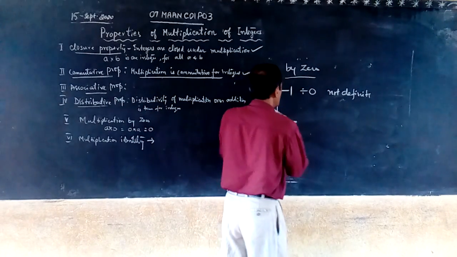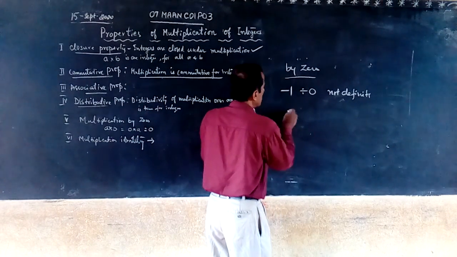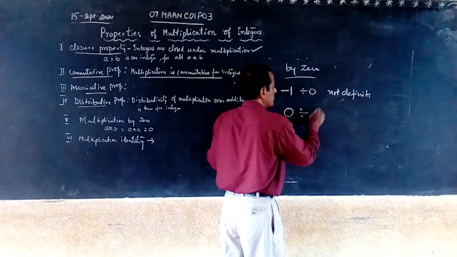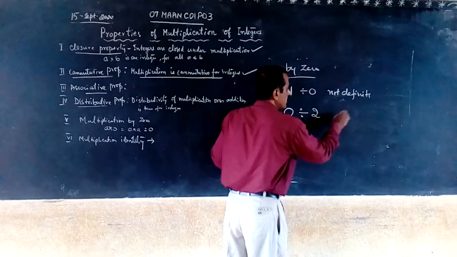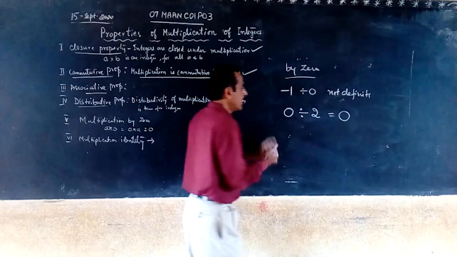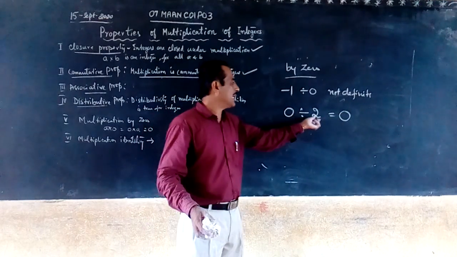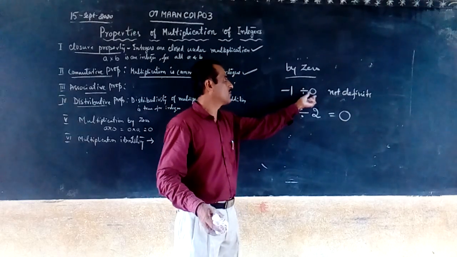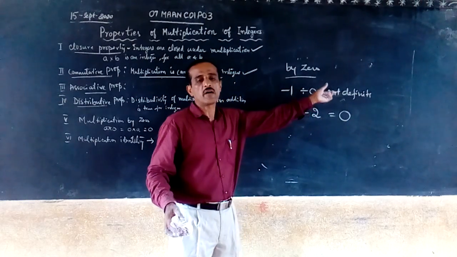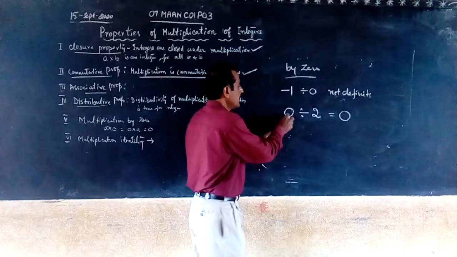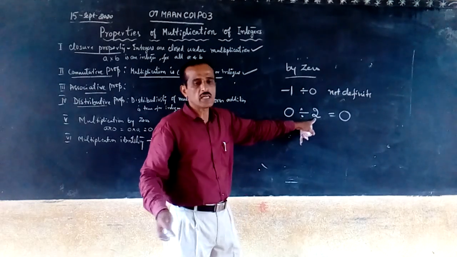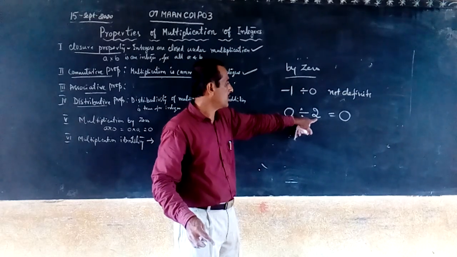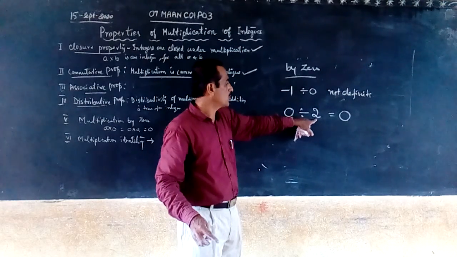Suppose 0 is multiplied by any integer, say 2 or 3 or minus 1, whatever it may be. Then the answer is 0. Remember, if 0 is divided by any integer, the answer is 0. Instead, if any integer is divided by 0, the answer is not defined. It is not definite. Here, the integer you are taking should be other than 0.